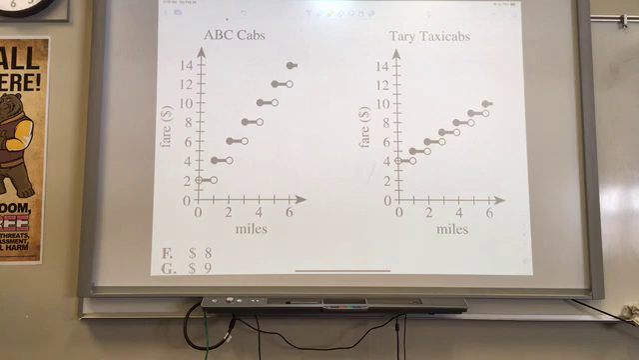And then it switches off the rate. You're exactly right. So for example, if I'm taking this cab and I go 2.1 miles, I'm paying $6. If I go 2.2 miles, I'm paying $6. If I go 2.9 miles, I'm paying $6. But the second I go to 3 miles, I'm paying $8. Does that make sense? Yeah. That's how these step functions work, okay?